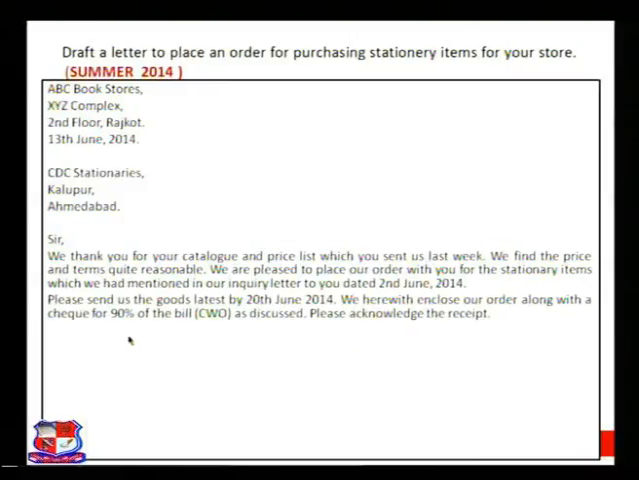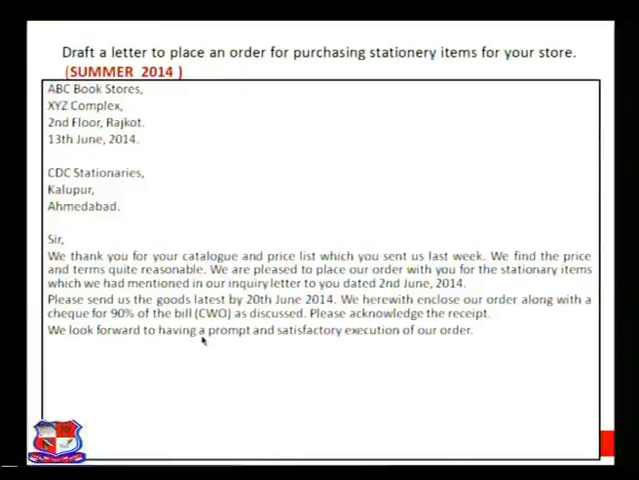Then comes, please send us the goods latest by 20th June 2014. We herewith enclose our order along with a check of 90% of the bill, CWO, that is cash with order, as discussed. Please acknowledge the receipt. So you are mentioning whatever you are doing. You are sending 90% of the bill, so you are mentioning it here.